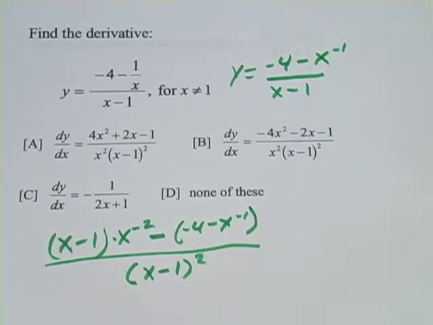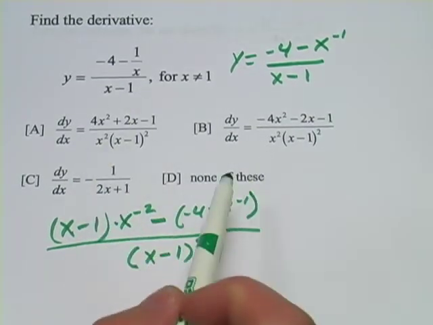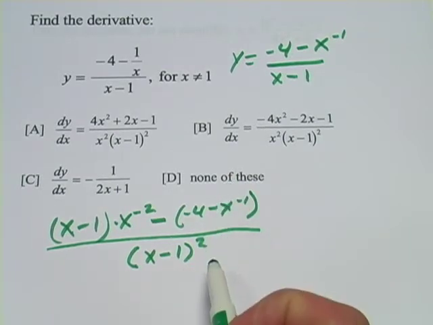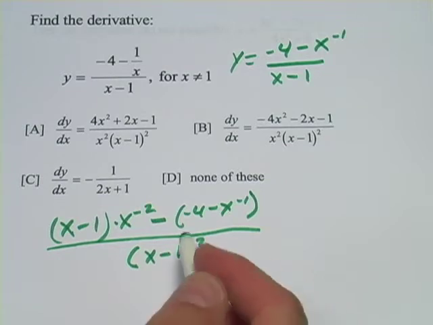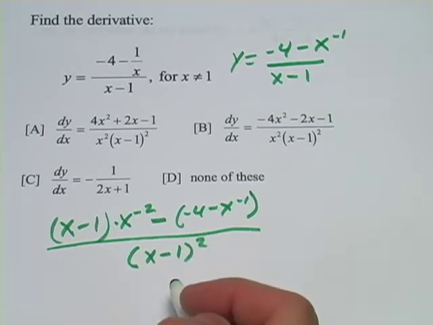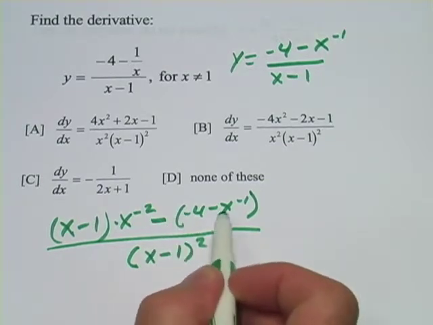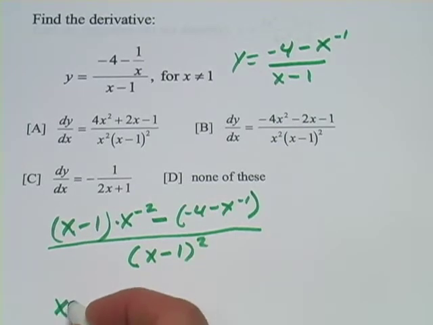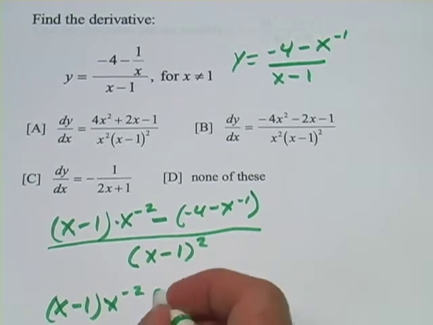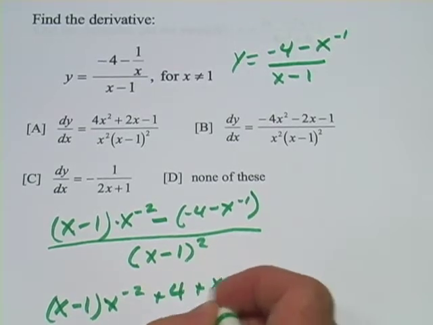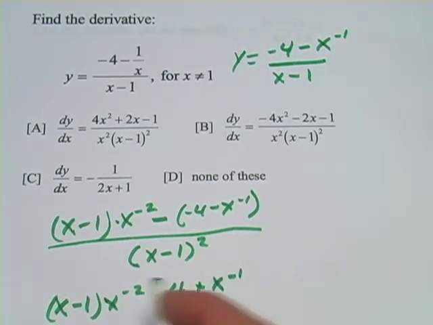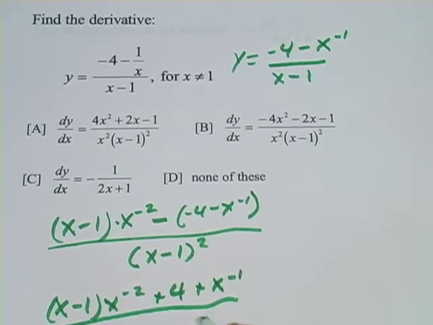Now that's our first step, but this doesn't really look exactly like what we've got up here. So we're going to have to do some shuffling things around. Let's go ahead and put that minus sign through first of all. That's the first simplest thing. So that would be plus 4 and plus x to the minus 1. And we've got x minus 1 squared.